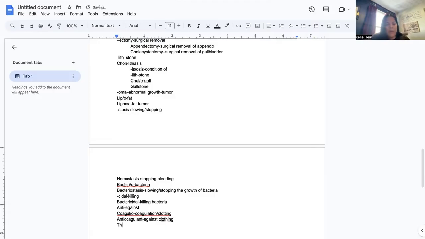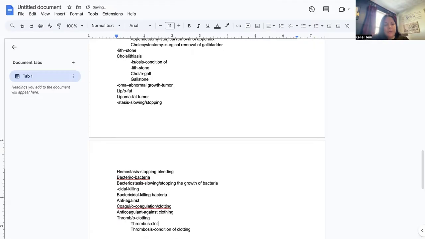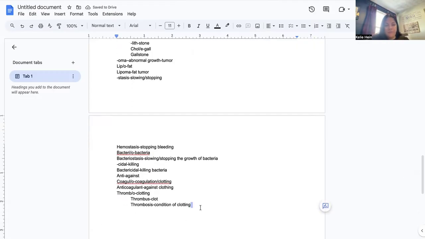Did we do thrombo? Thrombo is going to be a clot. Well, thrombus is a clot, right? But thrombo is clotting, okay? So if we have thrombosis, right? Thrombosis, condition of clotting, okay? But a thrombus is a clot. So let's say thrombo is clotting. A thrombus is a clot. Thrombosis is a condition of clotting.